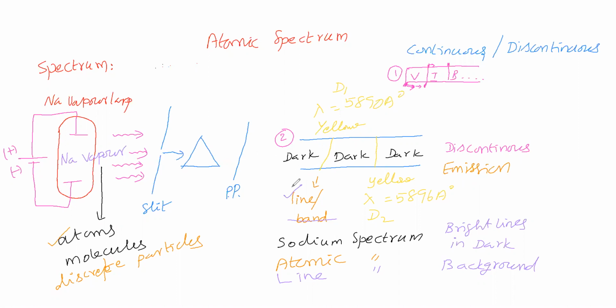How will the spectrum look, do you think? Will it be bright lines in a dark background, or the opposite of this? What do you say? And what about this wavelength, 5890 angstrom? What about this wavelength, 5896 angstrom? At these wavelengths, what will be there? Yellow color will be there, or what will be there?